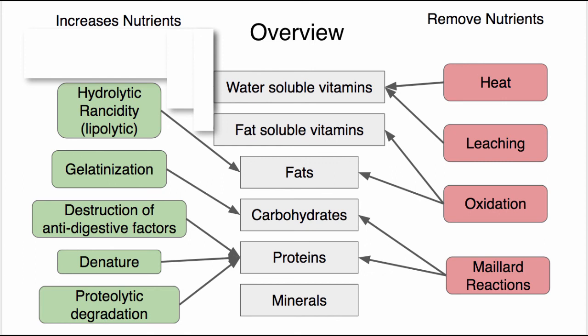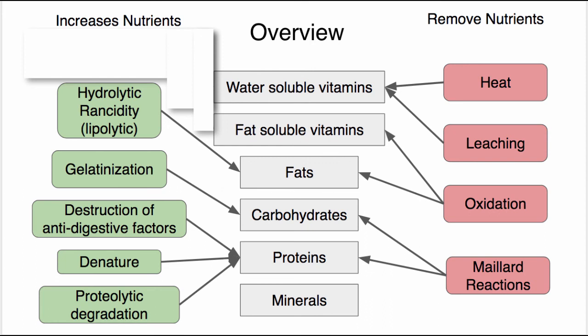Gelatinization improves the digestibility of carbohydrates, and this happens, of course, when we've added heat and water. Heat also destroys anti-digestive factors, which can increase the amount of proteins and actually carbohydrates in our foods, depending on which anti-digestive factors we're looking at. Proteins can actually be denatured by heat, which again aids the digestion process, and they can undergo proteolytic degradation, which additionally has the same role. Specifically during fermentation, we see this.